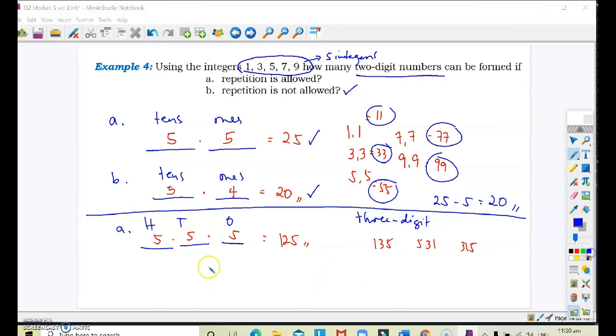Now let's go for B. It says in B we have to form a 3-digit number using the given integers, but this time repetition is not allowed. So if that's the case, if repetition is not allowed, what we're supposed to do is to first get the value. That would be 5. We have 5 choices for the hundreds place, but since 1 out of the 5 is already used, we only have 4 choices for the tens place. And since 2 of the numbers are already used and we cannot use that number again because repetition is not allowed, that leaves us 3 choices for the ones place. Now, we can get the number of 3-digit numbers by multiplying 5 times 4 times 3, which is equal to 60. So there are 60 numbers where repetition is not allowed. We can form 60 3-digit numbers out of the given 5 integers where repetition is not allowed.